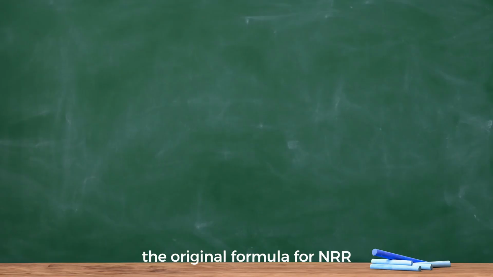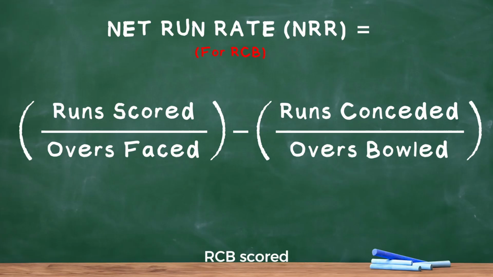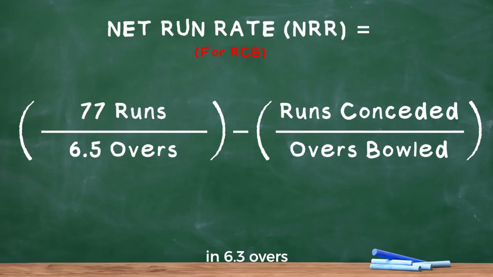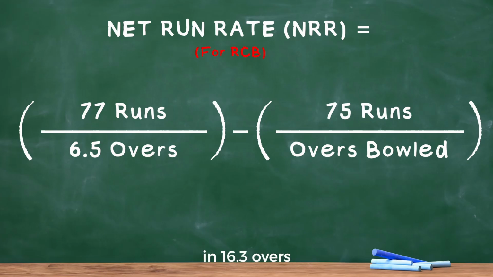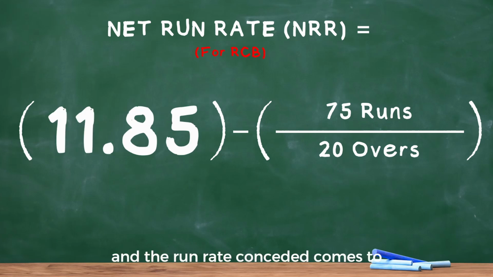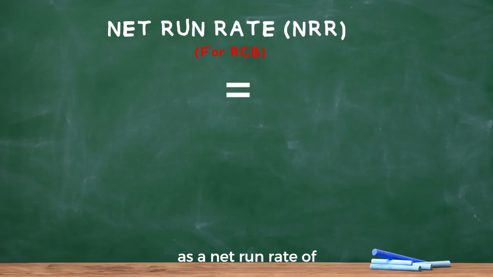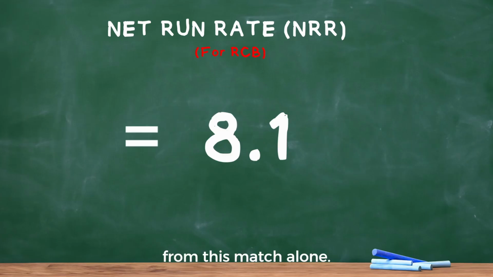Now let's bring back the original formula for NRR and try and calculate the NRR for this match. So plugging in the numbers, RCB scored 77 runs in 6.3 overs. Now 6.3 in decimal terms counts as 6.5 overs, and they conceded 75 runs in 16.3 overs. However, as per the scorebook, we count that as 20 overs bowled. So the run rate scored comes to 11.85 and the run rate conceded comes to 3.75, making the net effect a net run rate of 8.1 from this match alone.